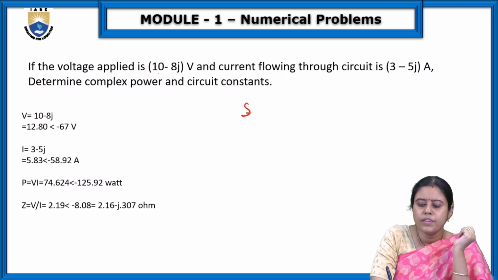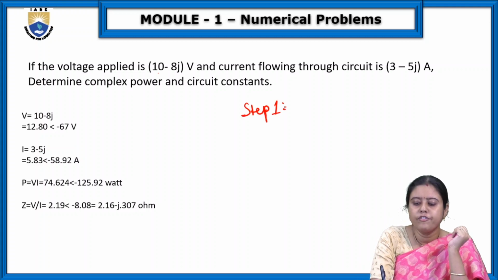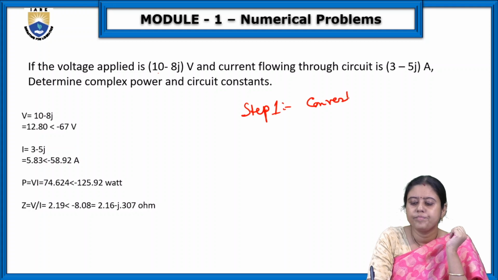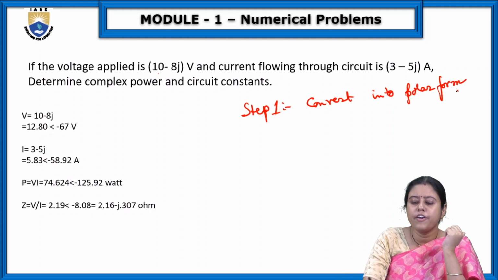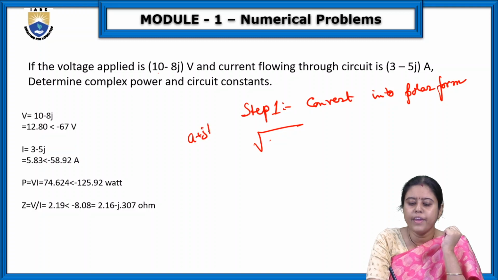Step 1, what is our step 1? We have to convert into polar form. So how to convert to the polar form? If it is a plus jb, we can write root of a square plus b square. So what is the value?